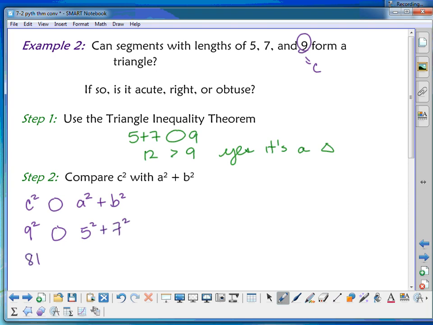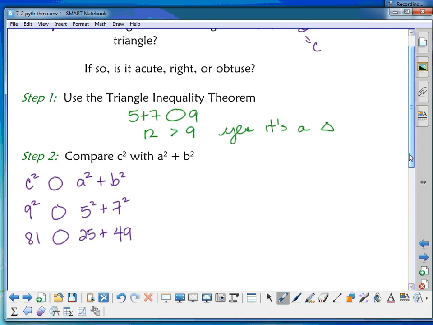9 squared is 81, and 5 squared is 25, and 7 squared is 49. If I add 25 and 49, I get 74. So 74 is less. So 81 is greater than 74. If c is greater, that means essentially, if we think of a door hinge, the door is open wider, so it is obtuse.